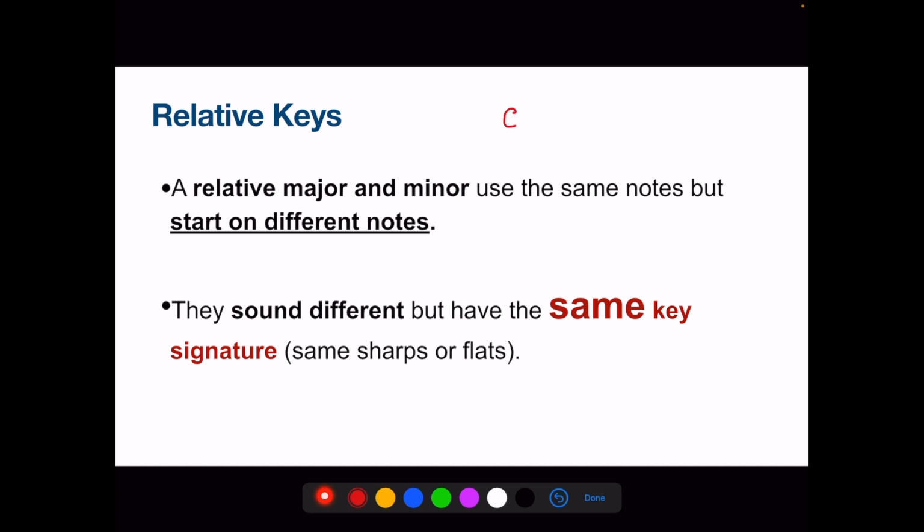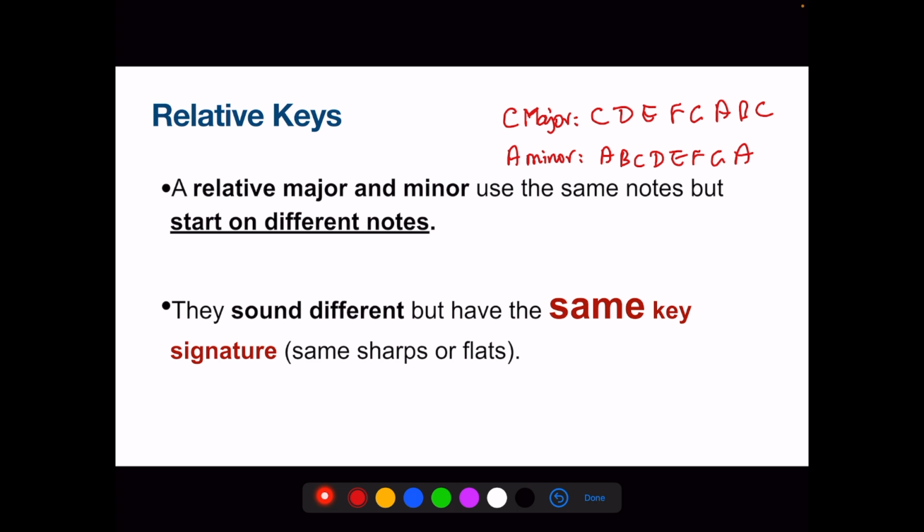So a C major scale contains the notes C, D, E, F, G, A, B, C. And A minor contains the notes A, B, C, D, E, F, G, back to A. Okay, so you can see that these sound different, but they have the same key signatures, same number of sharps or flats. So these are relative keys.